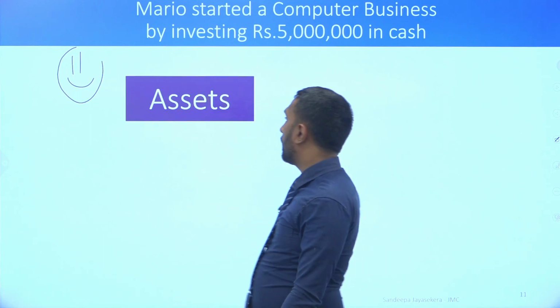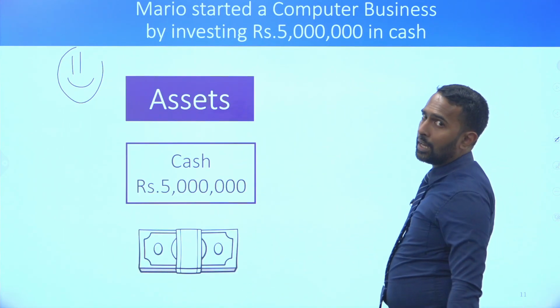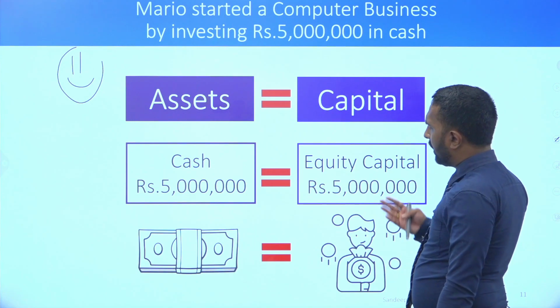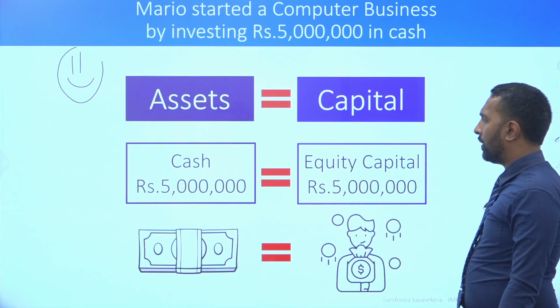So what will happen is one side asset goes up 5 million cash and on the other side capital, your equity capital goes up by 5 million.